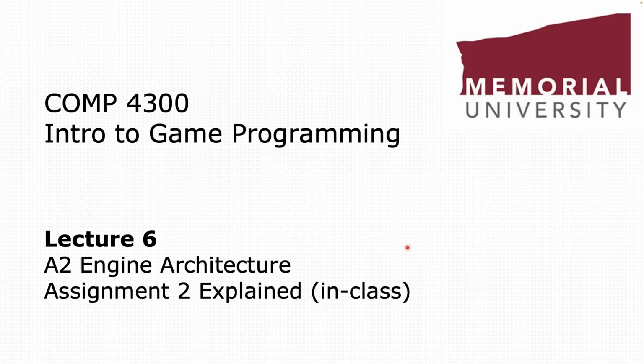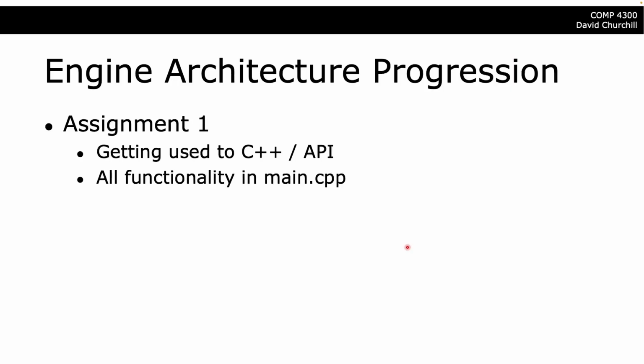Cool. So yeah, lecture number 6, we're talking about the assignment 2 architecture and some more about the circles and the collisions and stuff that we'll be using for this. So for assignment 1, that was really just, hey, some of you probably haven't looked at C++ before, you've never used the APIs like SFML or ImGui, and all the functionality of that was in this one file called main.cpp, because it was a very, very simple project.